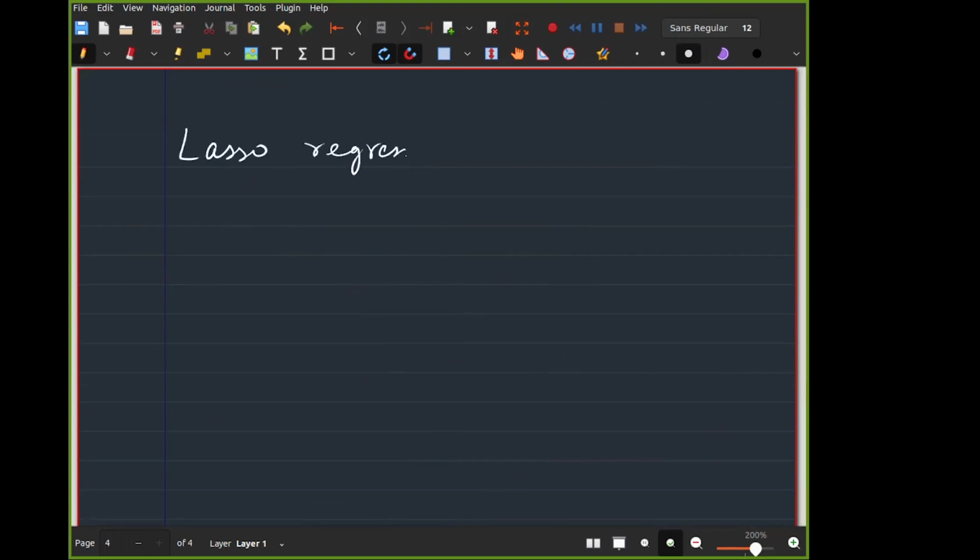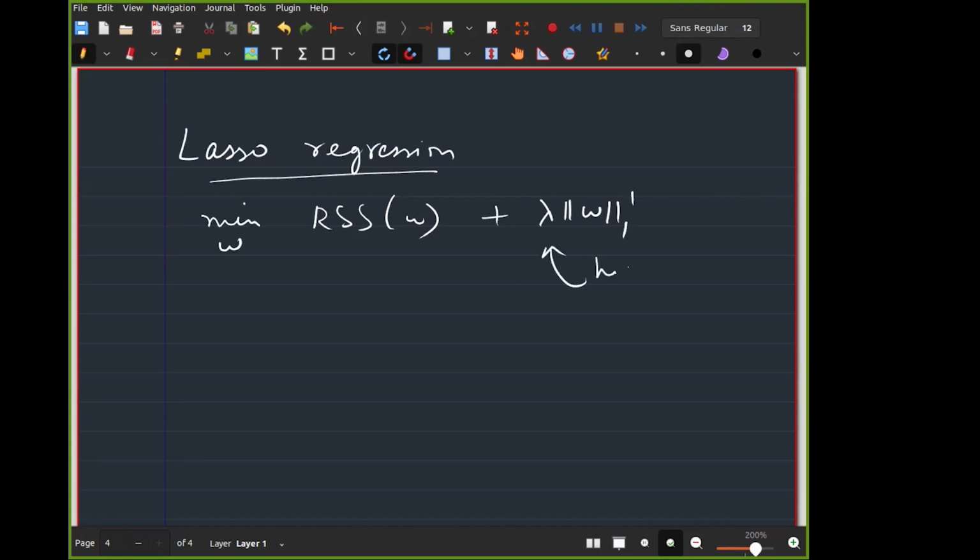Lasso regression. So again, the idea is kind of simple: we take your RSS, residual sum of squares, and instead of having an L2 regularizer, we have an L1 regularizer. And we want to minimize this with respect to W. Again, this lambda is your hyperparameter, and you will use your cross validation set to find the best lambda. And then once you know your best lambda, you minimize this loss function based on all the training data you have, and then you find your W hat estimate, right?